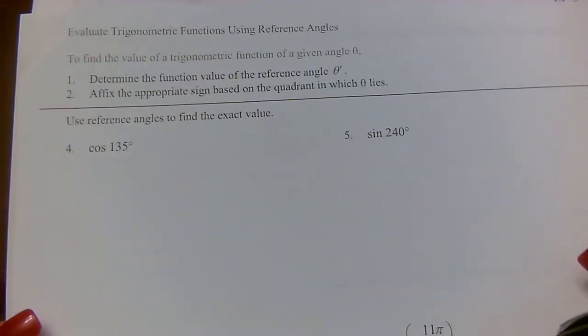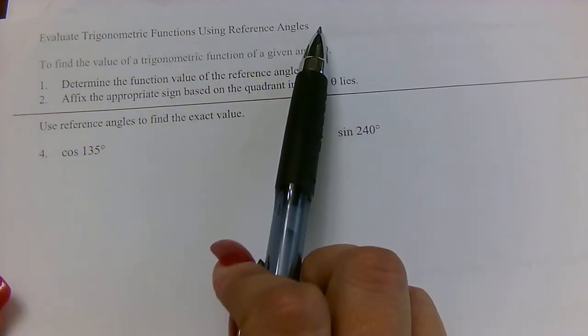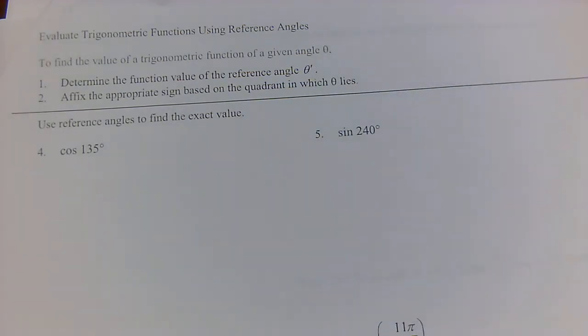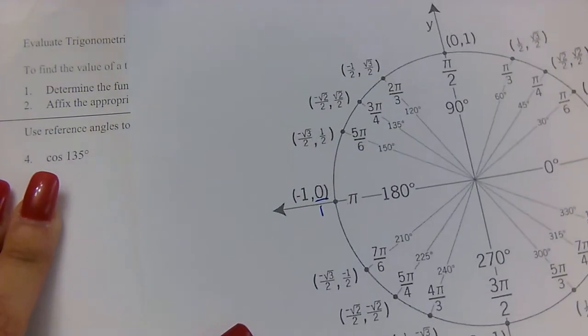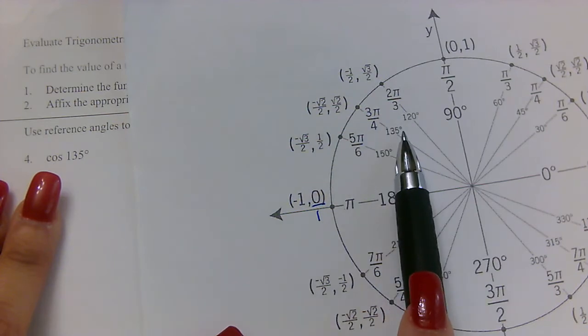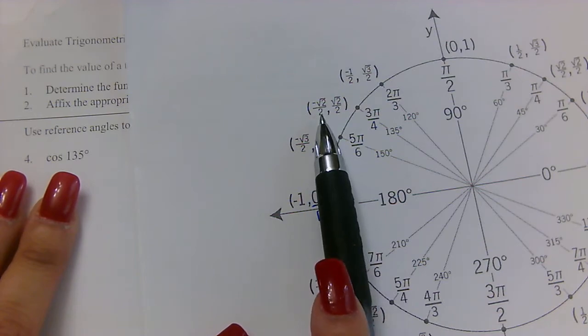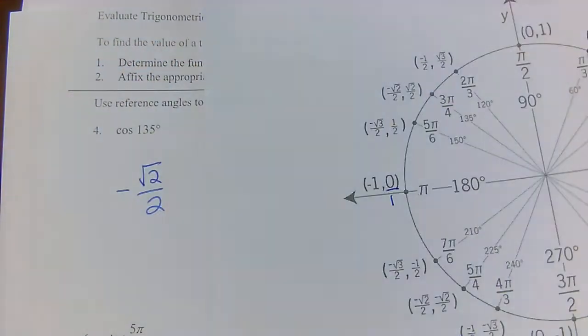So here it's saying we're going to evaluate the trig functions using the reference angles. What I'm going to do, slightly different, is just use our unit circle. So here it says evaluate each of these. Let's go to cosine of 135. Look for 135. Here it is. Cosine of 135 is x. So the answer here would be negative square root of 2 over 2. Okay, that's it. Let's go on to the next one.